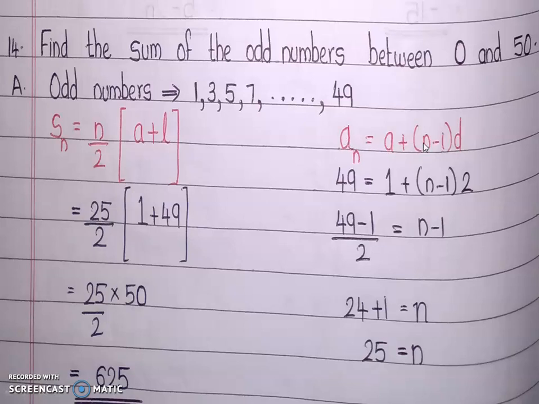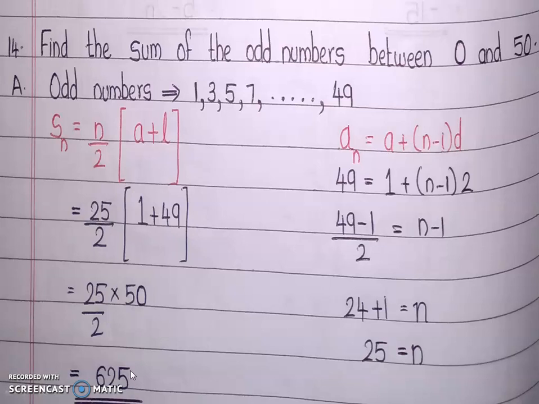Now substituting the values, an is equal to 49, a is equal to 1, d is equal to 2, and simplifying, you will get the value of n is equal to 25. Next, this value of n you will substitute in the sum of n terms, S is equal to n by 2 into a plus l. n is 25, a is 1, l is 49.